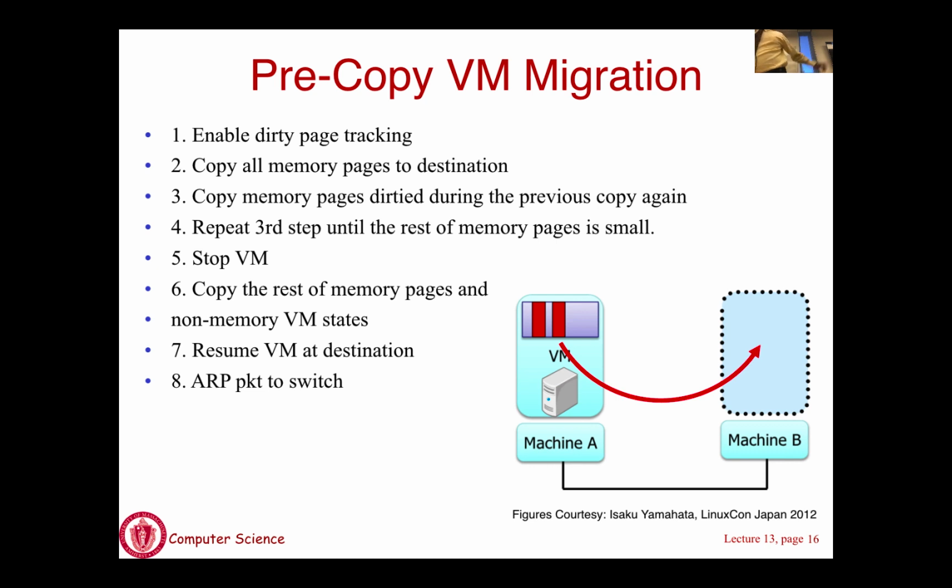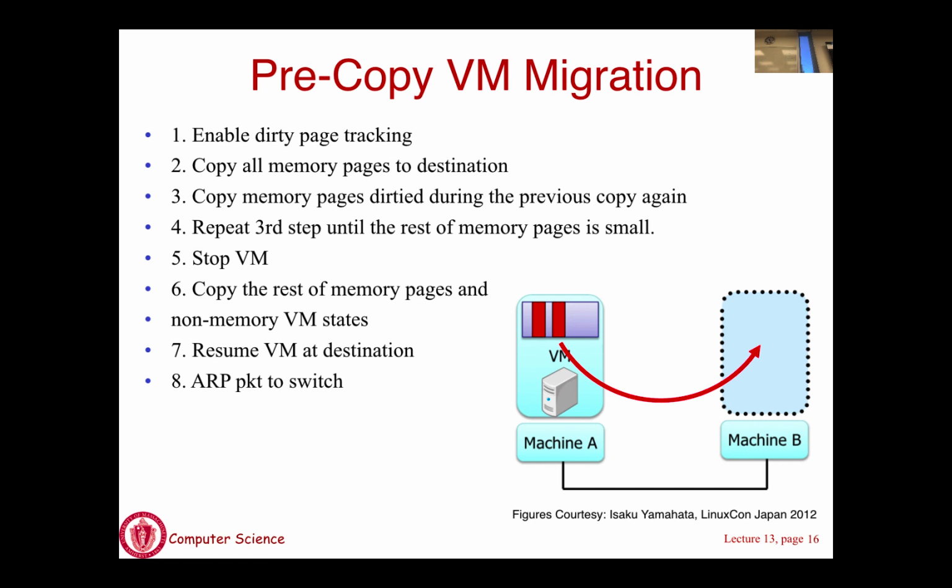Okay. So, what is now on the other machine is outdated, because it has some pages that are the same as the first machine, but some pages are newer on the first machine, and it does not have them. So, what should we do? Copy them again. So, we will do a second round. This time we will not send everything, we will only send what has changed.